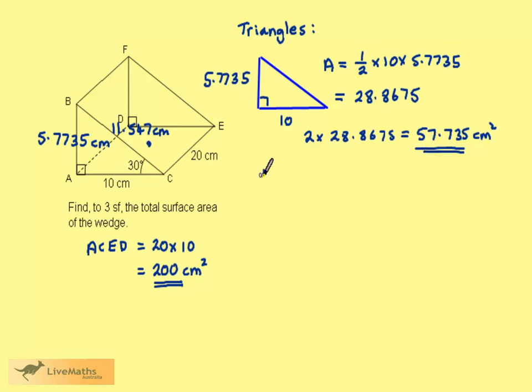If we now look at the back of the wedge, the rectangle ABDF, which we can see just here, we know that AD is 20 centimeters and AB is 5.7735. So the area is 20 times 5.7735, which gives us 115.47 centimeters squared.